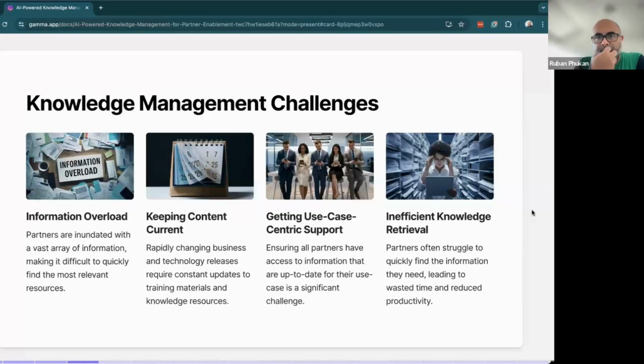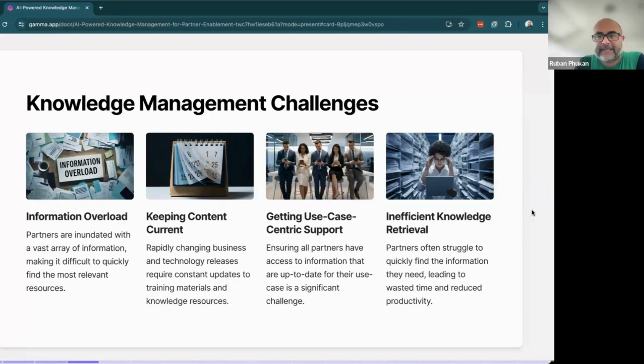But when it comes to individual partner requirements and what they need to know, they look for content which is very specific to their use case, or when they need support. Whether they are selling for a company or implementing solutions as professional services, they need support which is very, very specific to their use case.